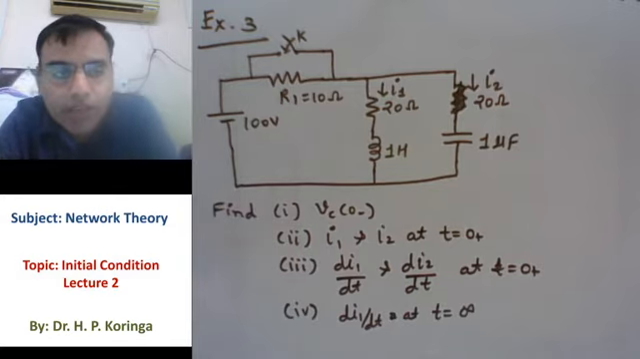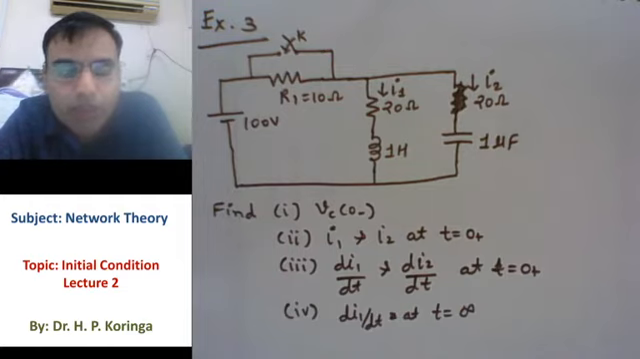So for this network we have to find first the initial condition of voltage across the capacitor, and the initial condition of I1 and I2 at t equal to 0 plus, and then we have to find the derivatives di1 divided by dt and di2 divided by dt at t is equal to 0 plus, and then at the last, di1 divided by dt at t is equal to infinite time.